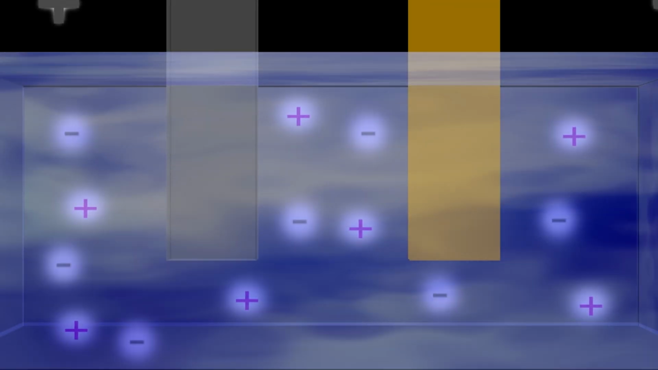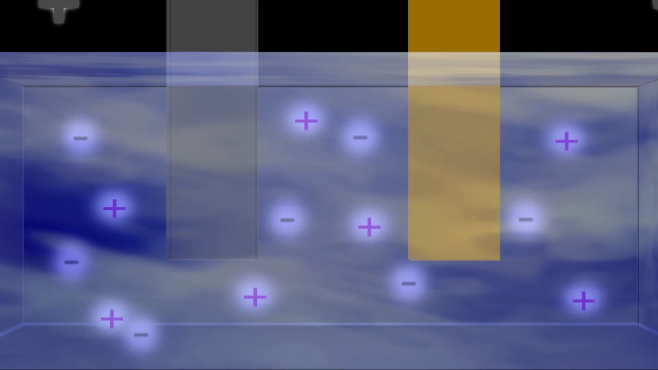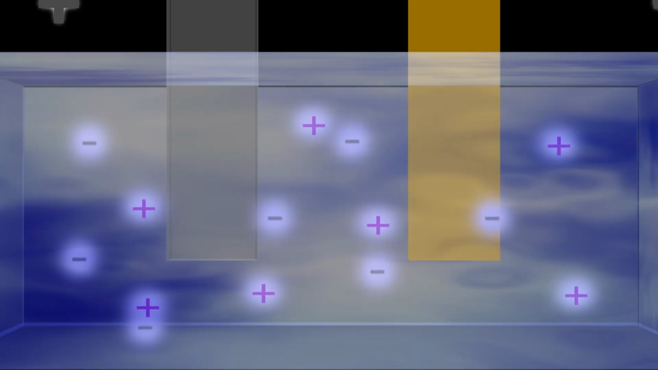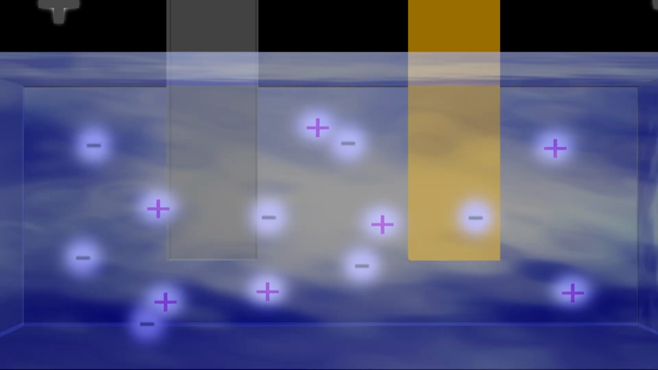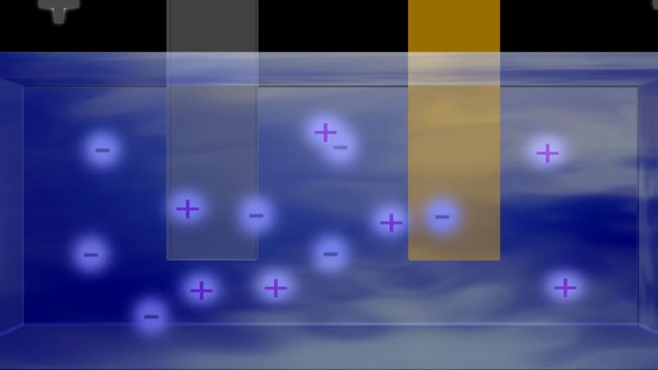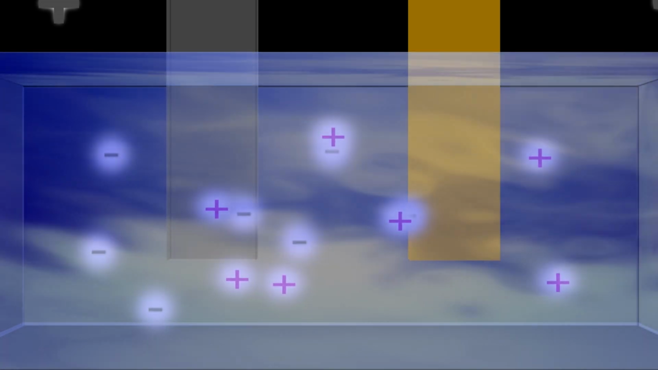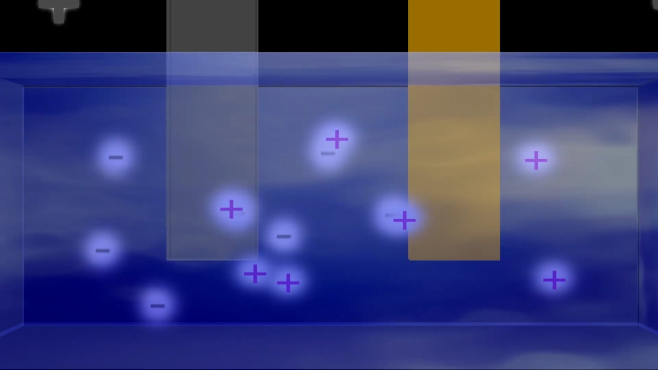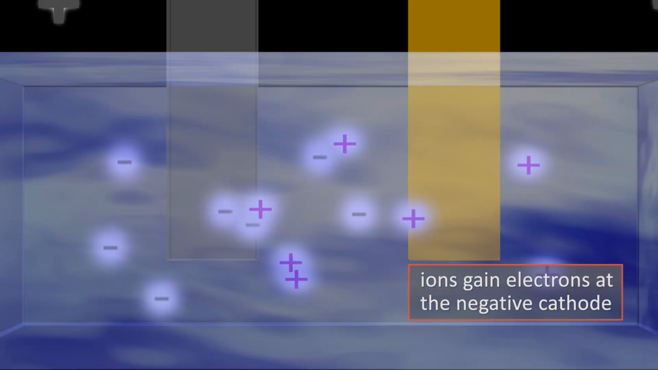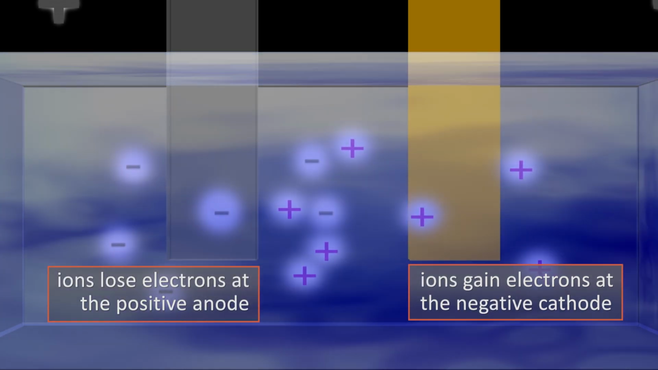All electrolytes contain ions. The moving ions carry the current and are decomposed during electrolysis. Positive ions are attracted to the negative cathode, while the negative ions are attracted to the positive anode. Chemical changes take place when the ions reach the electrodes because the ions gain electrons at the negative cathode and lose electrons at the positive anode.